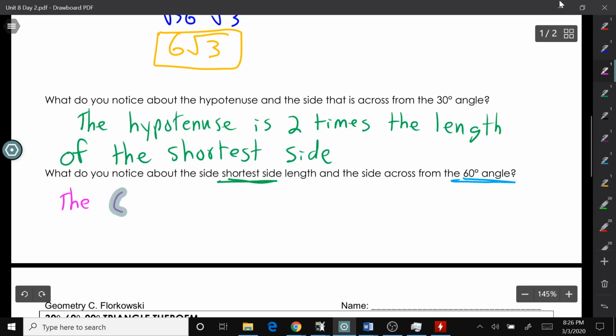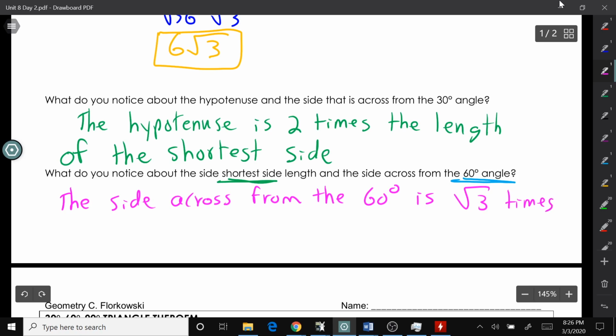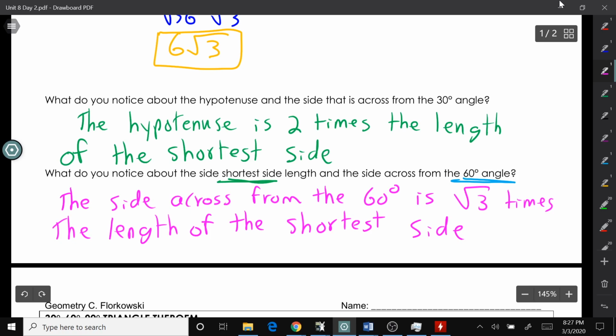So let's write the side across from the 60 degree angle is the square root of 3 times the length of the shortest side. So based on that alone, we don't have to do a lot of Pythagorean Theorem anymore. We can use these special right triangles to make things go by a little bit quicker.